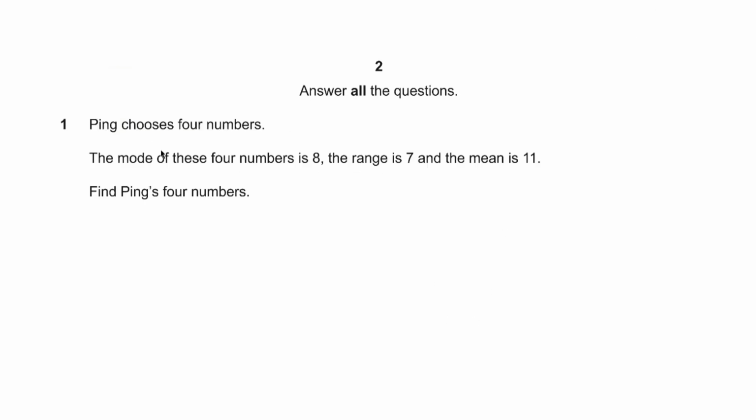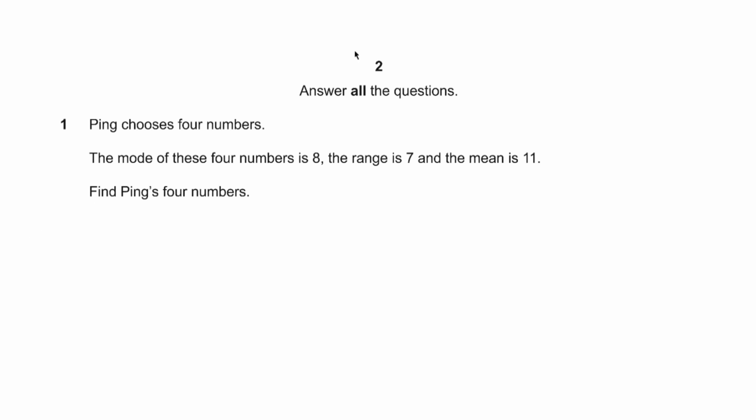Question number 1. Ping chooses 4 numbers. The mode of these 4 numbers is 8, the range is 7 and the mean is 11. We have to find Ping's 4 numbers. Well, let's begin by thinking about the mode.